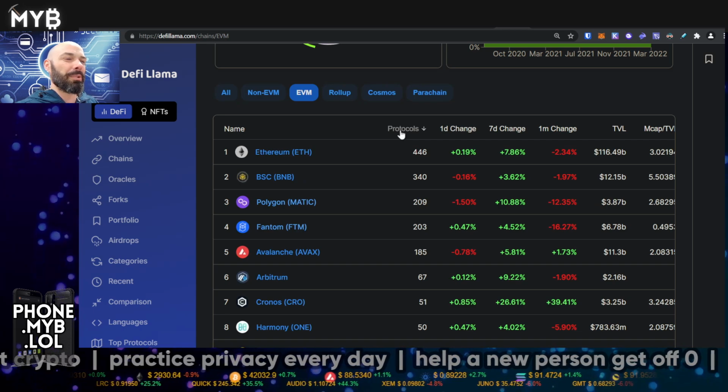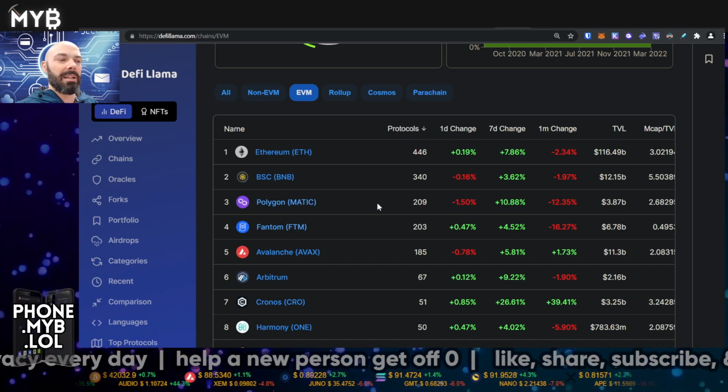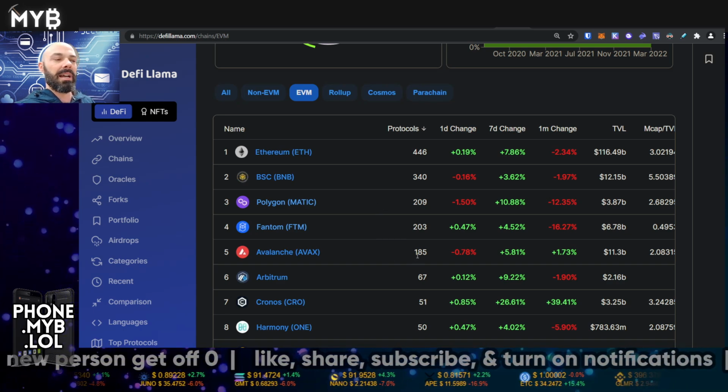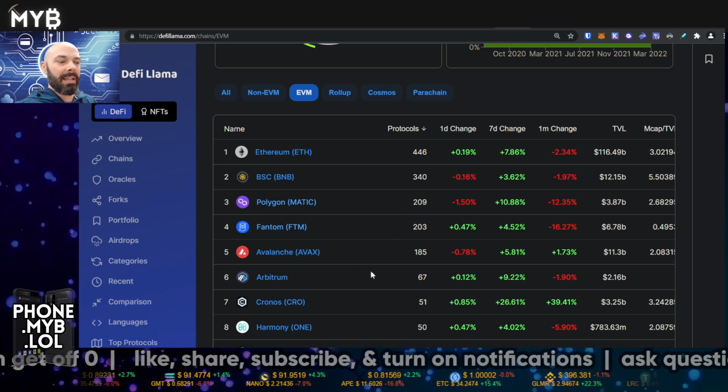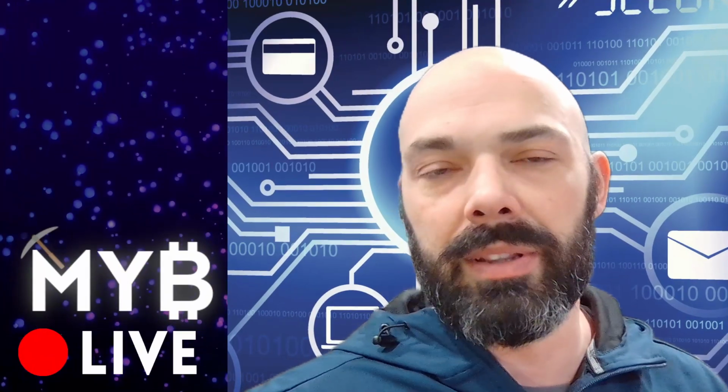Let's go ahead and go to protocol stack view, and we see that Ethereum, of course, is number 1, BSC number 2, Polygon number 3, Phantom number 4, right behind it with Avalanche trailing behind. Polygon is keeping pace. You see that 209 protocol level there, or number of protocols that are supported there.